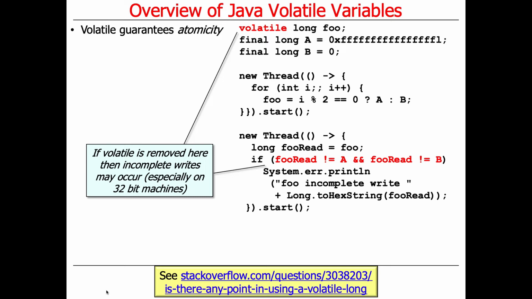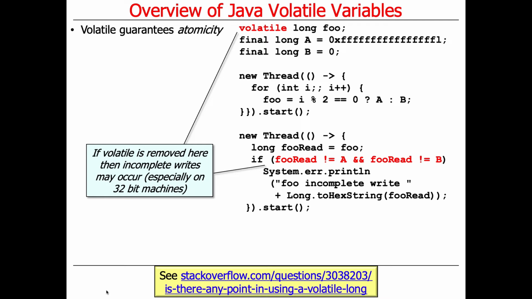If we put volatile here, and then we assign A to some funky value and B to 0, and we spawn a thread which is going to basically iterate effectively forever. And every time we go through this loop, we're going to set the value of foo to be A if the current loop counter is even, and B if the current loop counter is odd. So this thing just sits here and loops forever doing that.